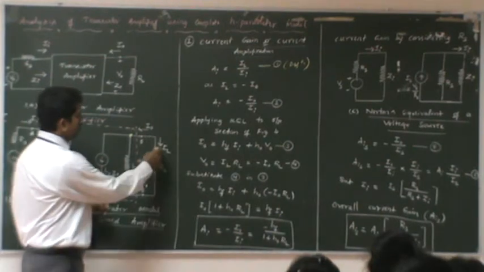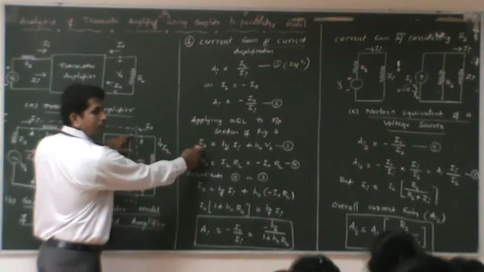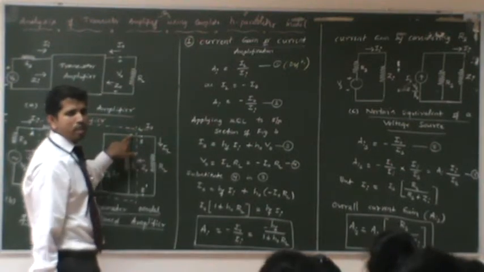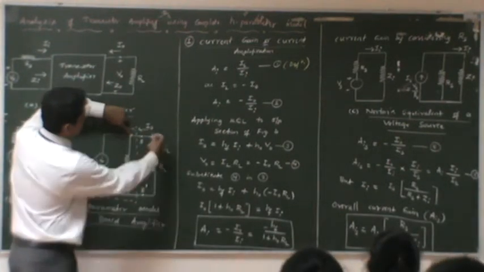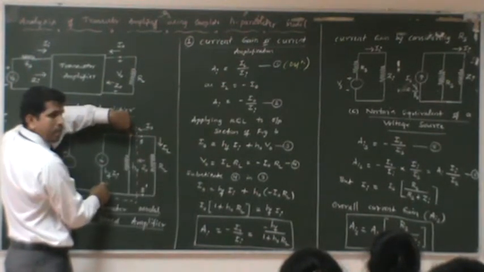The other current is nothing but I_L. You can see here, I_2 is the current which is entering, and it is equal to the other two currents which are leaving. At this point this current is entering, and the other two currents are leaving: one is towards h_o, and the other one is towards the h_f into I_b.